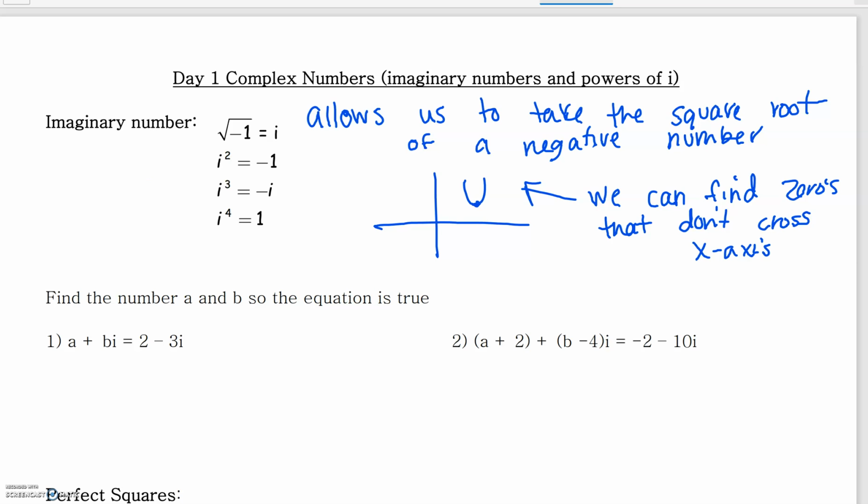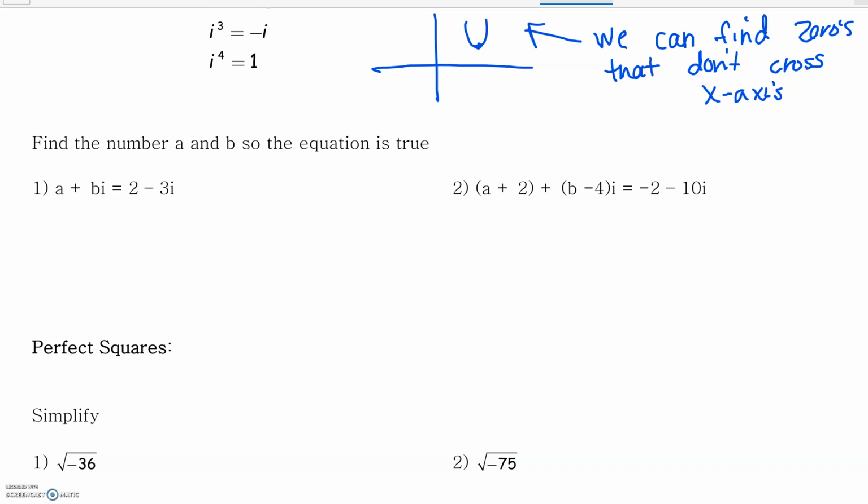And then if we took I cubed, so square root of negative 1 times square root of negative 1 times square root of negative 1, we would get negative I. And then if we added one more and multiplied, we would end up with negative 1 times negative 1, which gives 1. So that's showing you how we're getting our different values here. So for our examples 1 and 2 down here, we're going to find the values of A and B so that the equation is true.